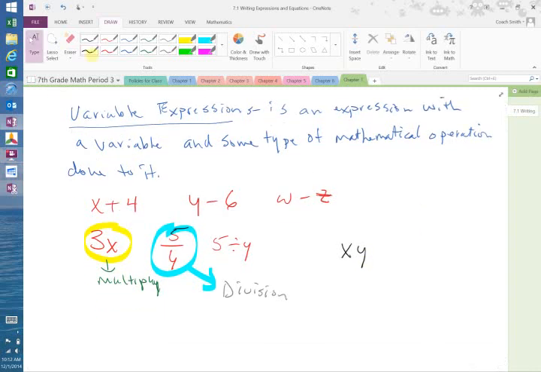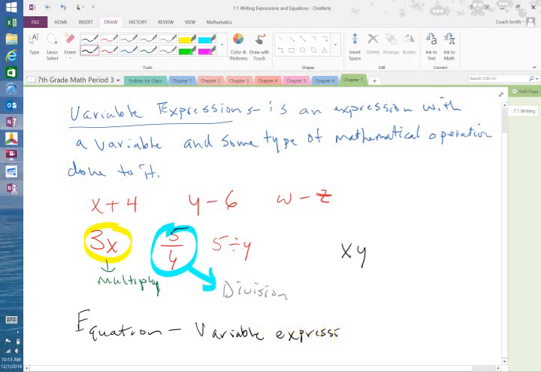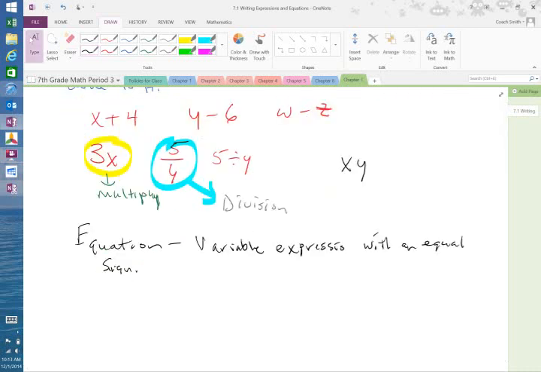An equation, the book gets into a little bit more complicated definition about it being a mathematical open sentence, and so on. Bottom line is, an equation, for our purposes, is a variable expression with an equal sign. So I could take all of those expressions that I listed up above: x plus 4 equals 20. That makes it an equation because I put equals 20. You could have y minus 6 equals 32. The only difference between the two is it has an equal sign.